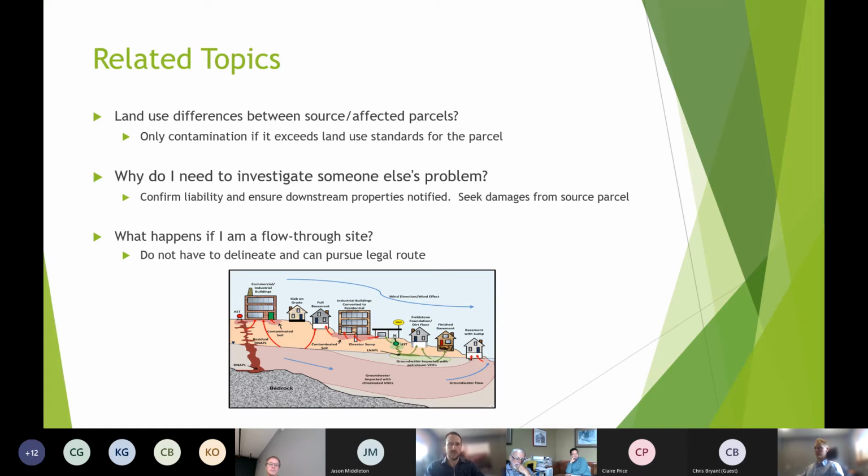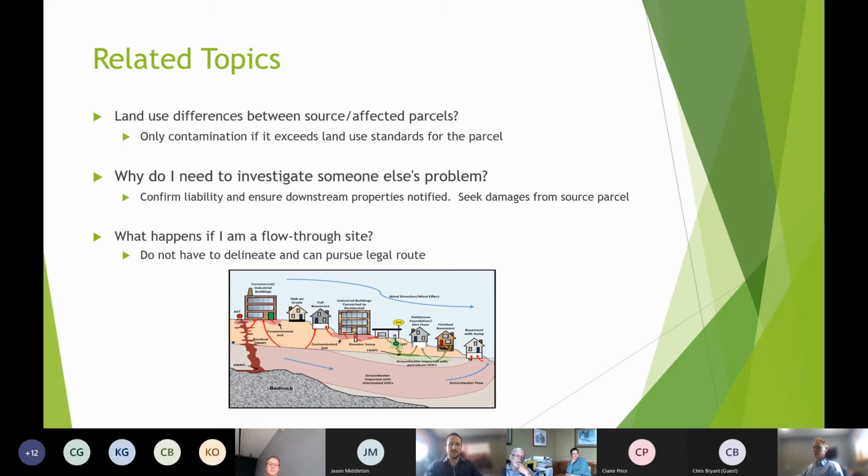So the next one is, why do I need to investigate someone else's problem if I'm basically innocent in this situation? So this is kind of a weird one. I don't really agree with it, but this is basically the ministry's way to ensure that there is no confusion as to who is liable for the contamination, and also that any properties that are potentially impacted downstream also get notified through this process.